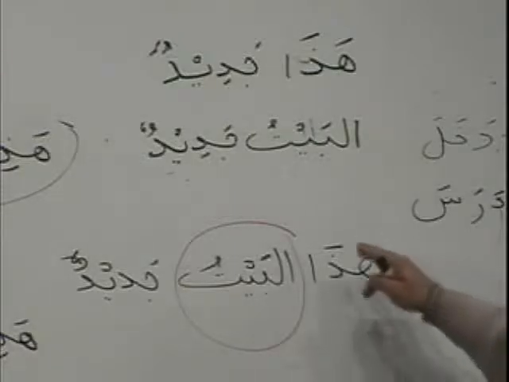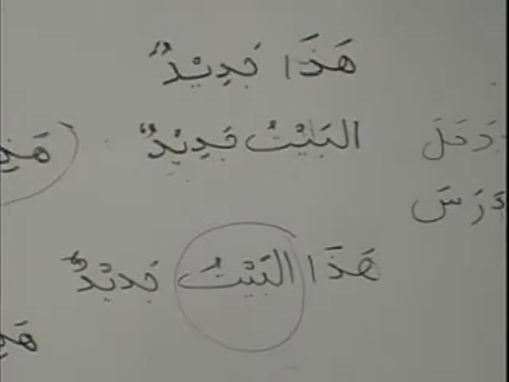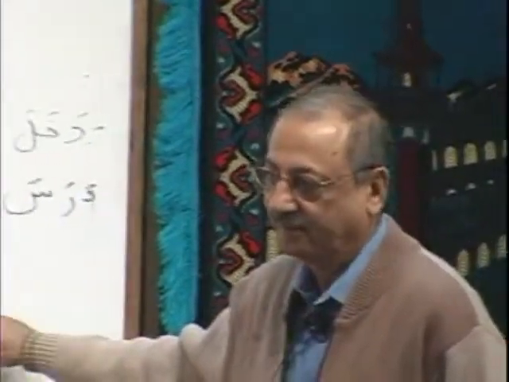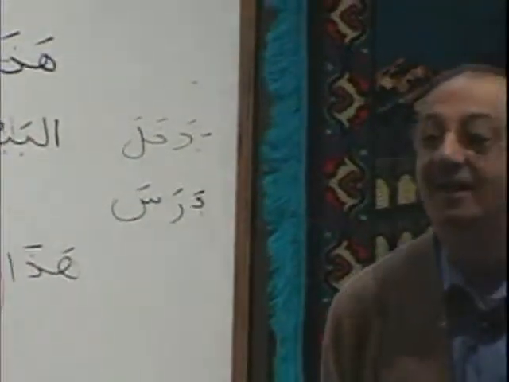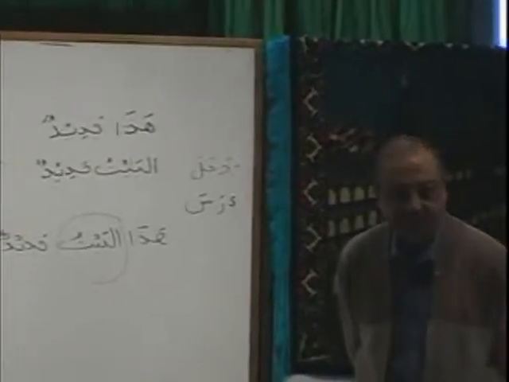Now, we put these together. Hadha al-baytu. What is the English? Translation: this house. The sentence is not complete. This house. What about it? Give me some news. This house is new. So how do we analyze it in Arabic, brother and sister? The first noun is our mubtada. Then what shall I call the second? Badal. It is called badal, which means substitute. Badal means substitute. Not badal. Badal means cloud. Badal is substitute.